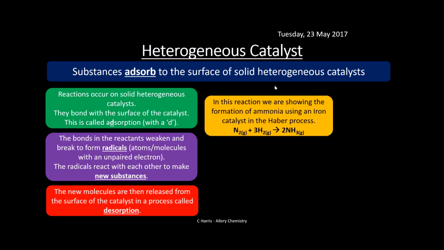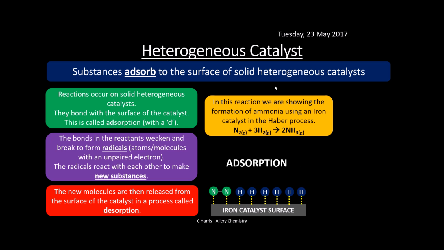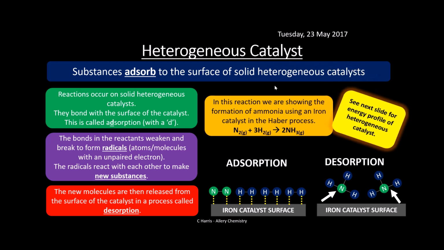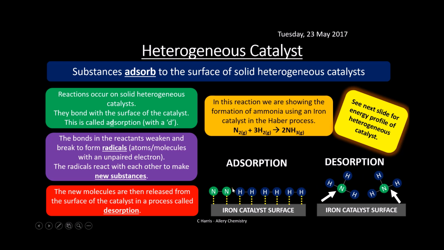So we're going to have a look at a specific example. With this reaction, we're going to look at the formation of ammonia using iron as a catalyst in the Haber process. So here it is. Here's your iron catalyst surface, and you can see we've got nitrogen and hydrogen sticking to the catalyst surface. This is called adsorption, with your D. And you can see here what happens is they then desorb. The ammonia breaks free, and we've got our molecule here. And this is effectively what happens with a catalyst. It holds on to the reactants, and then they desorb. Okay, so we'll have a look at the energy profile as well for heterogeneous catalysts, because this is just as important.